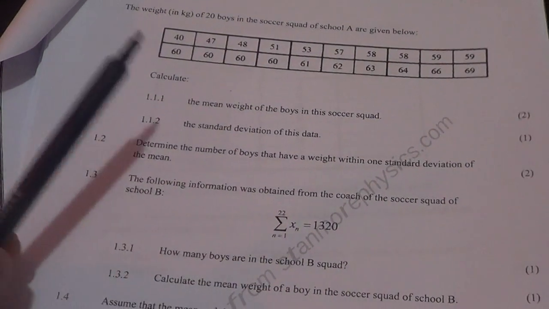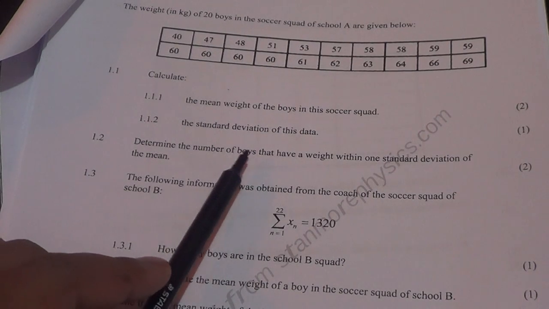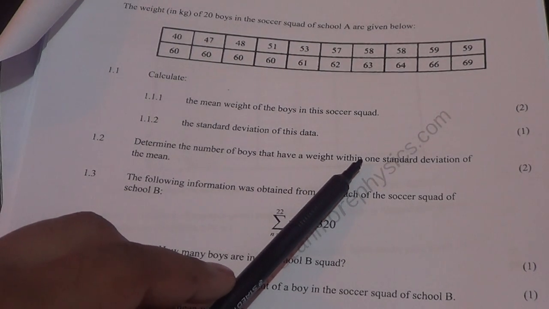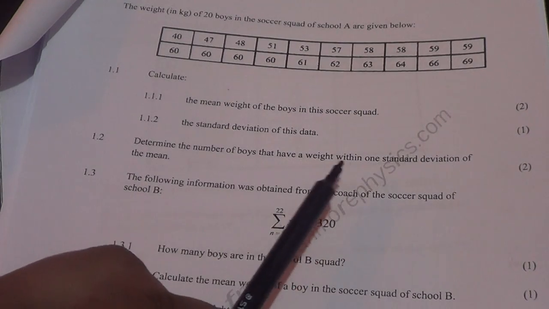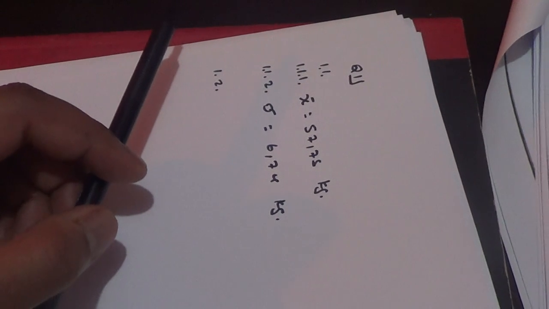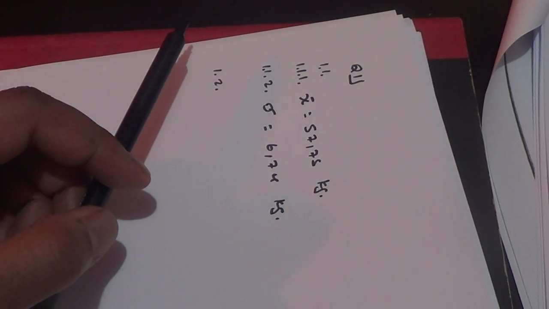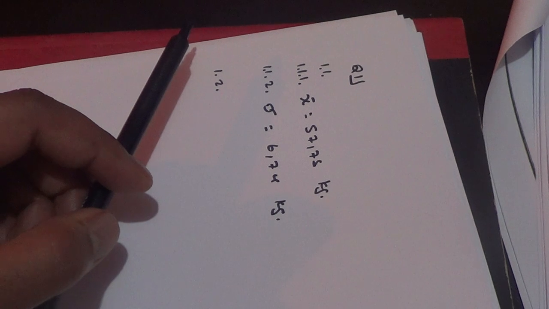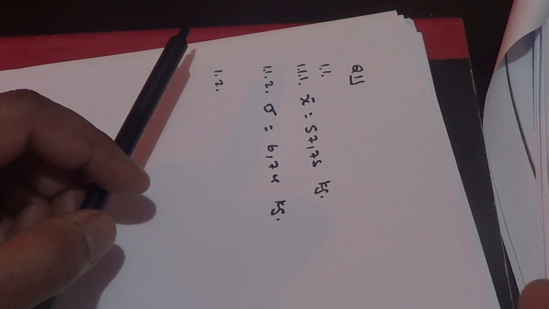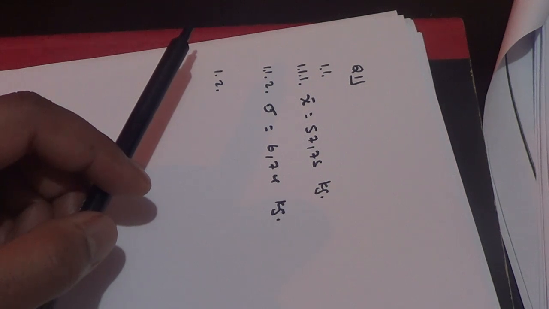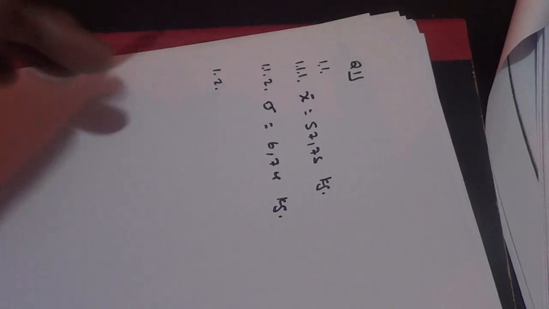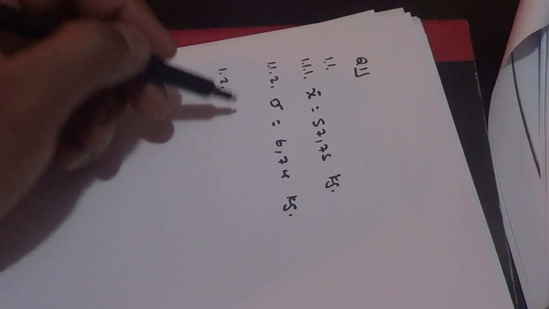Then, the next question says, determine the number of boys that have weight within one standard deviation of the mean. Within one standard deviation of the mean. So of course, we're going to look at those that are one standard deviation below and those that are one standard deviation above the mean. When they say within, not outside, we have to look at that range first, and then look at the boys in that range.